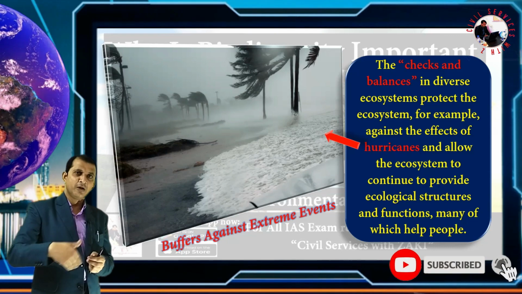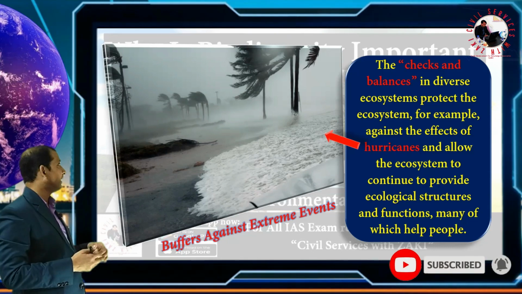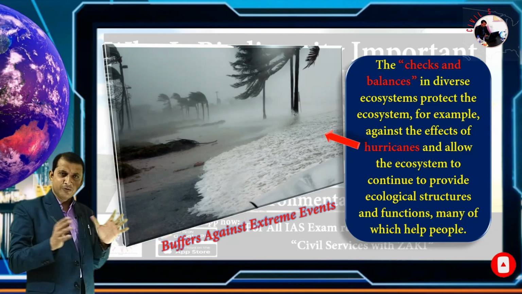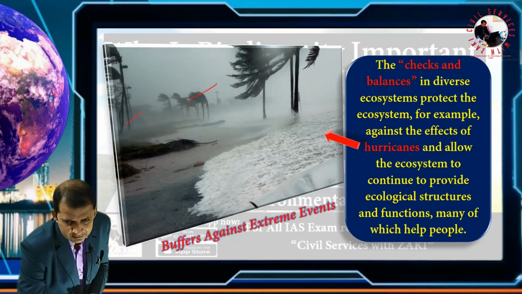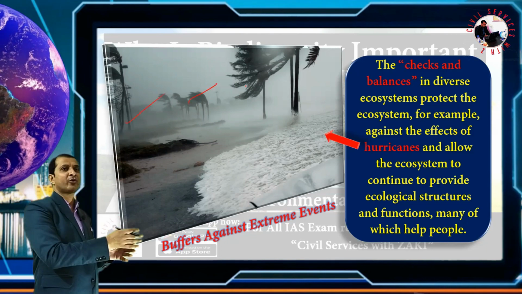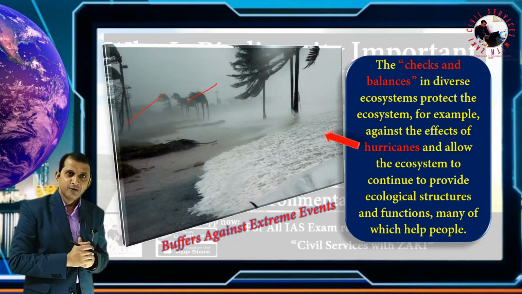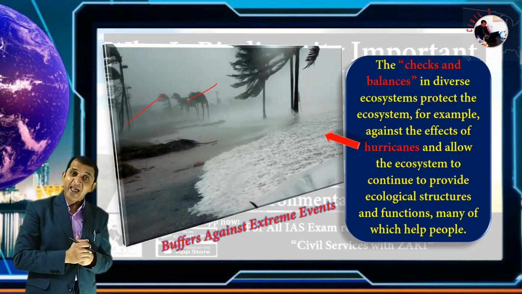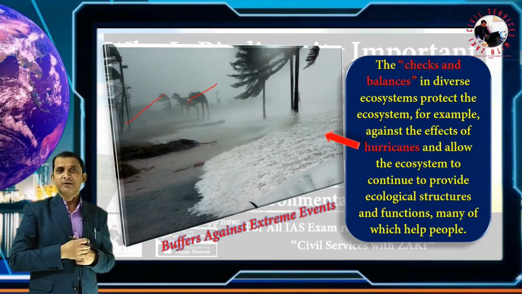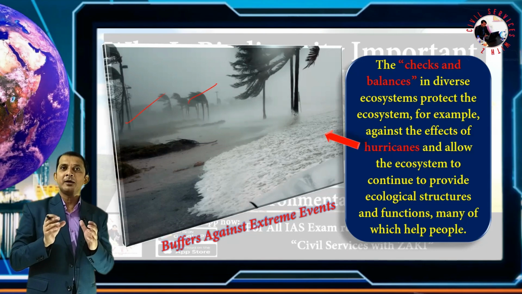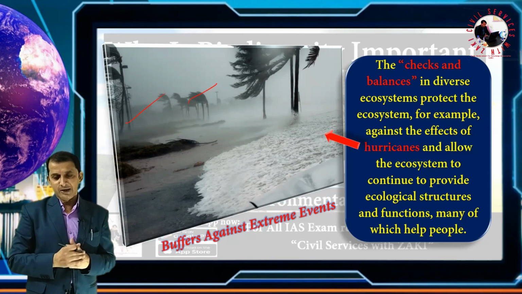If you see the Sundarban area and other coastal areas, this type of tree is very significant in protecting human habitation. It also acts as a buffer against extreme events. So that's why biodiversity is very significant.